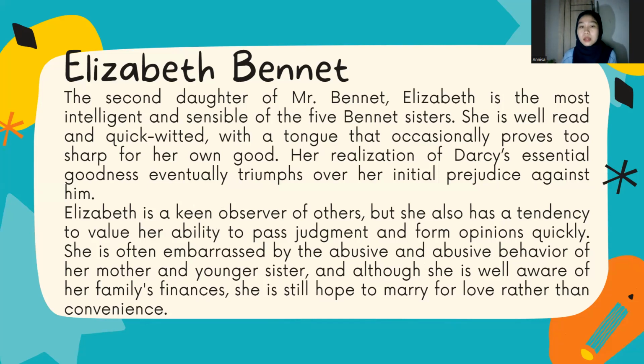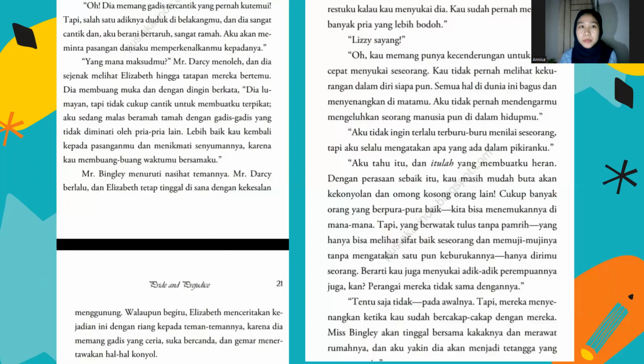Elizabeth is a keen observer of others, but she also has a tendency to value her ability to pass judgment and form opinions quickly. She is often embarrassed by the abusive behavior of her mother and younger sisters. Although she is always aware of her family's finances, she still hopes to marry for love rather than convenience. This is the proof for the main character Elizabeth Bennet.